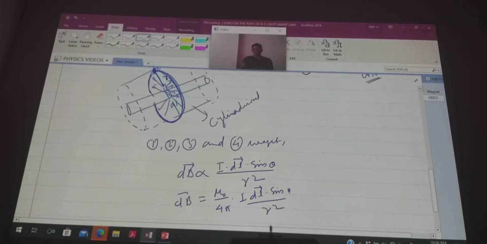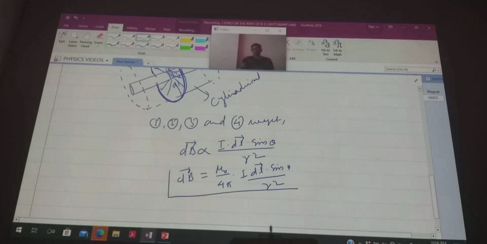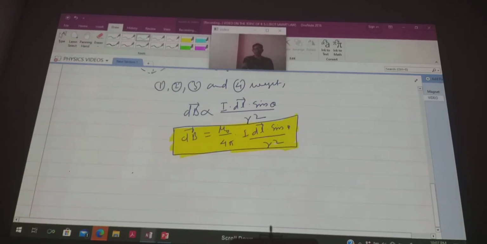This is the Biot-Savart law. This is called the Biot-Savart law, and mu 0 by 4 pi is known as the proportionality constant, where mu 0 over 4 pi is called the proportionality constant.